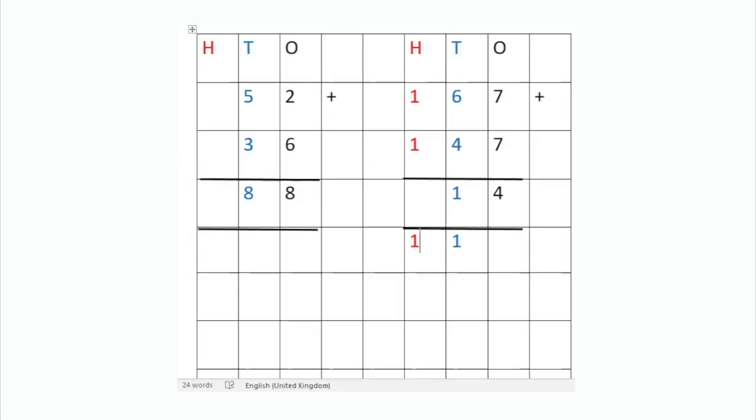Okay. So we've done our ones, we've done our tens. Now it comes to our hundreds. So all we need to do is add those together. So 1, add 1, and don't forget this one below, add 1, which gives me 314.